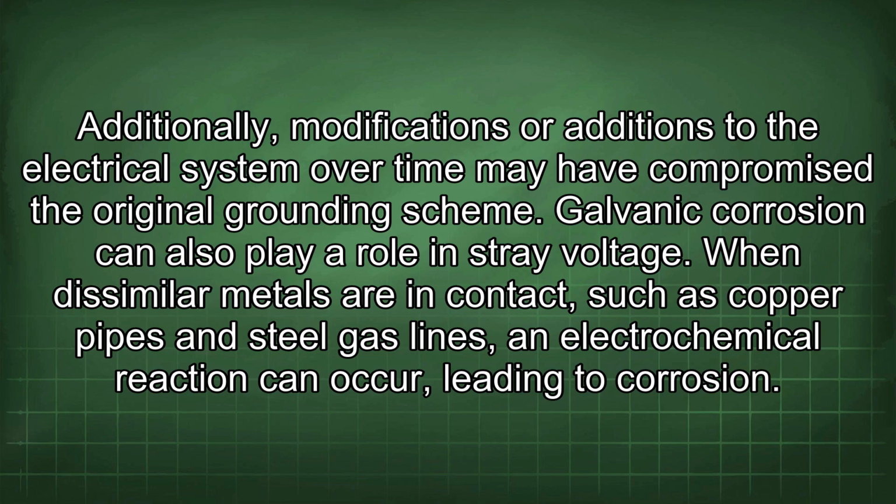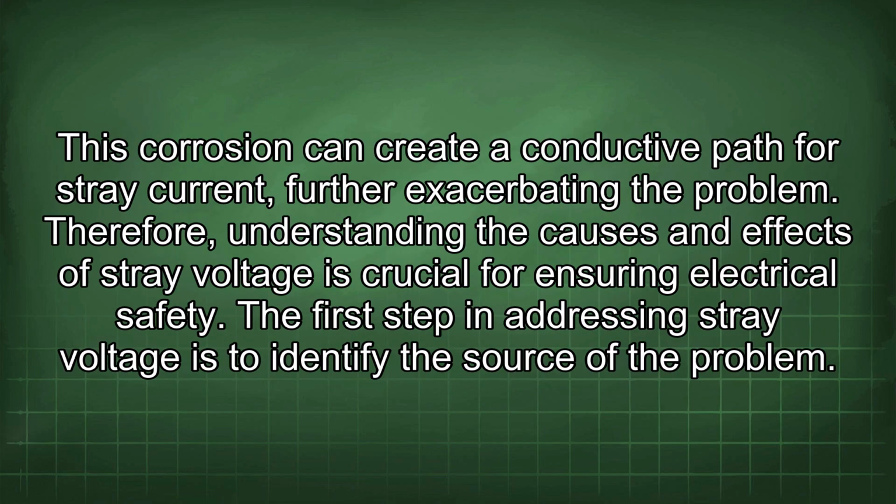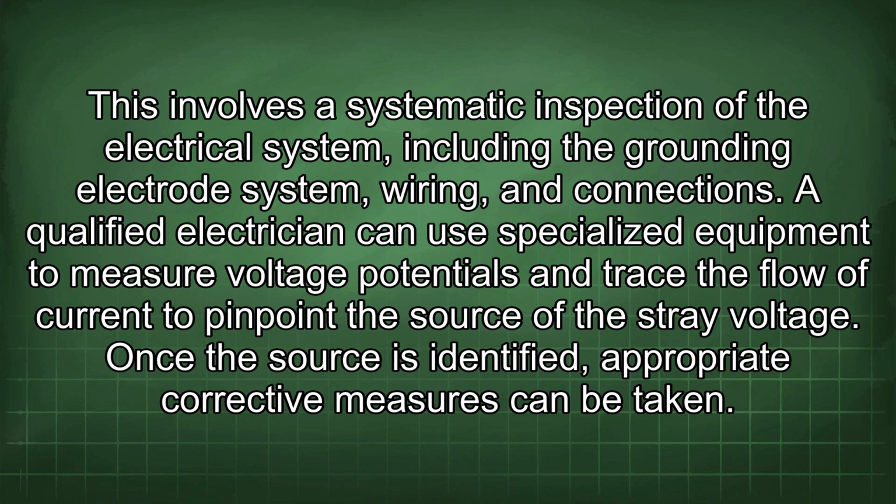When dissimilar metals are in contact, such as copper pipes and steel gas lines, an electrochemical reaction can occur, leading to corrosion. This corrosion can create a conductive path for stray current, further exacerbating the problem. Therefore, understanding the causes and effects of stray voltage is crucial for ensuring electrical safety. The first step in addressing stray voltage is to identify the source of the problem. This involves a systematic inspection of the electrical system, including the grounding electrode system, wiring, and connections. A qualified electrician can use specialized equipment to measure voltage potentials and trace the flow of current to pinpoint the source of the stray voltage.